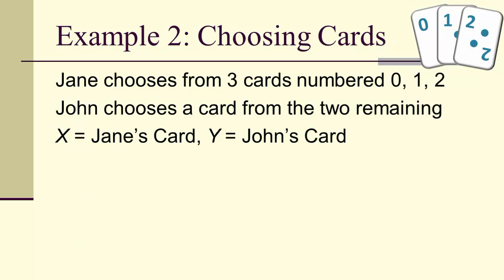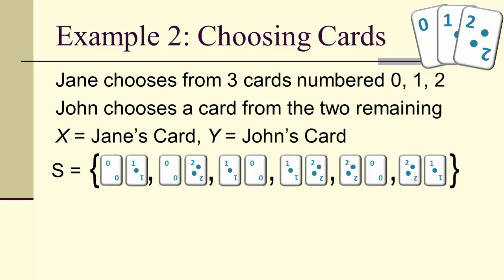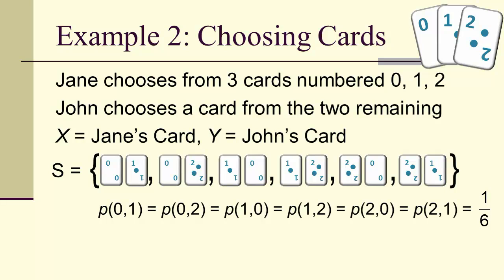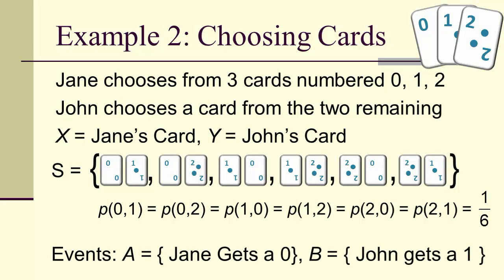But let's look at an example. So Jane chooses from 3 cards numbered 0, 1, 2, and then John chooses a card. So capital X will be Jane and capital Y will be John. And our sample space looks like this. The probability of each event in the sample space is 1/6 because each of these events is equally likely. And our events will be A, Jane gets a 0, and B, John gets a 1.